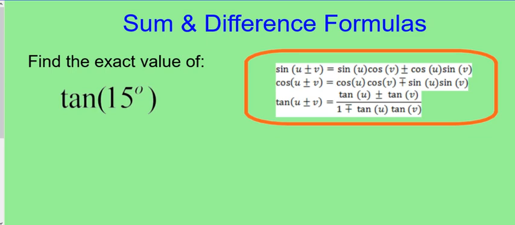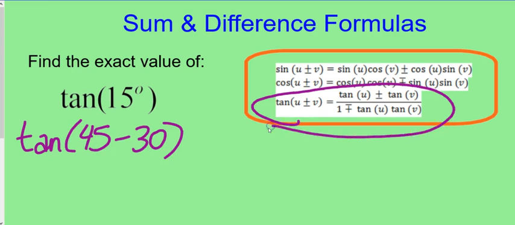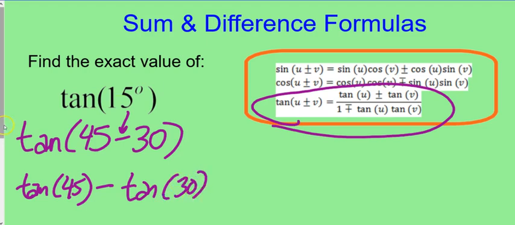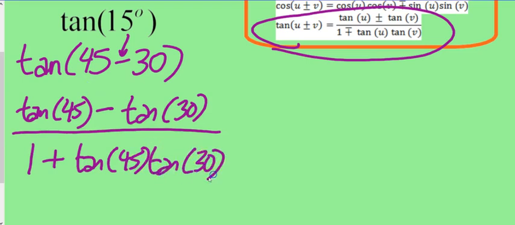Again, 15 degrees is not typical on the unit circle, so we're going to change it up and say 15 degrees is the same as 45 minus 30. Here we are going to use our tangent formula. Remember, tangent is the same sign on top and opposite on the bottom. So we're going to have tangent of 45 minus tangent of 30 over 1 plus tangent of 45 tangent of 30.